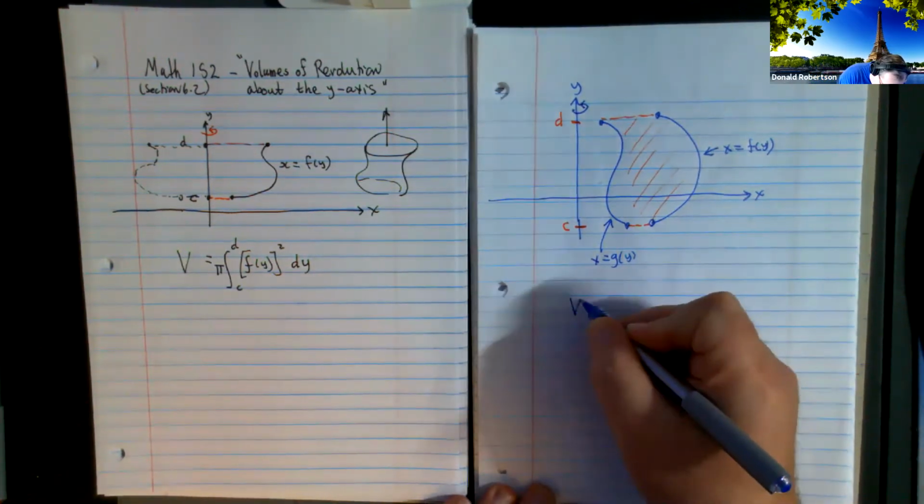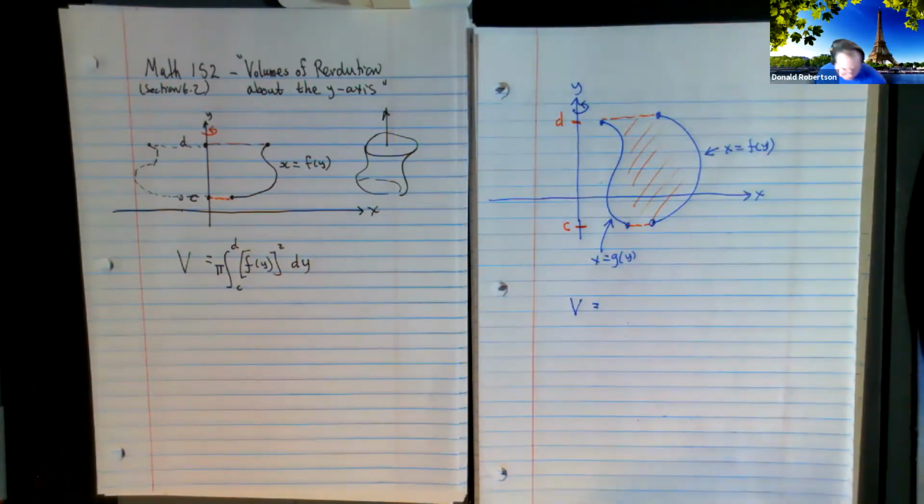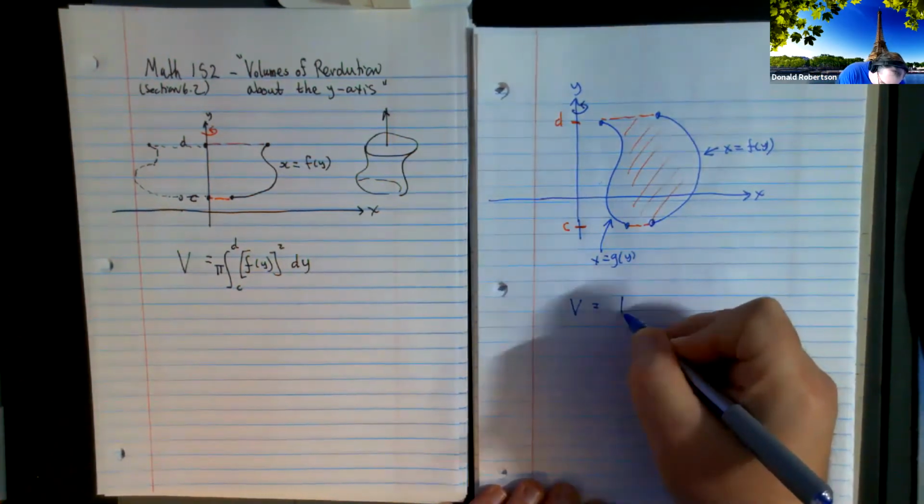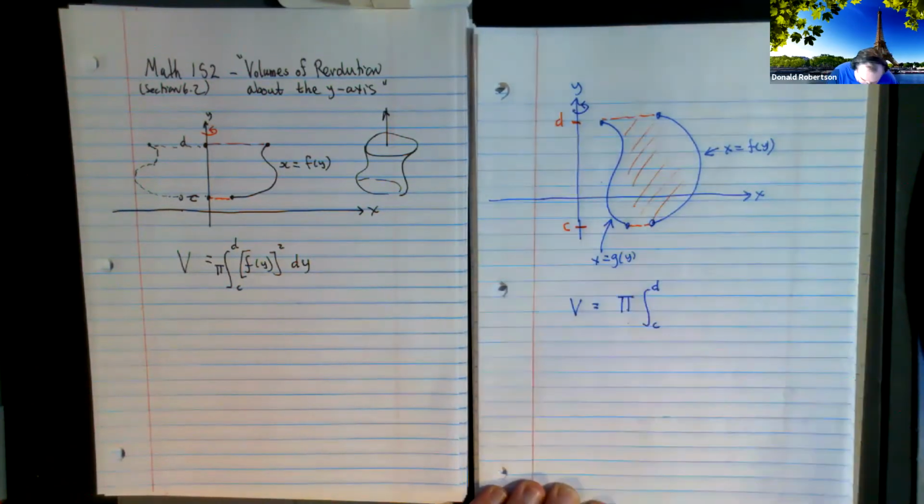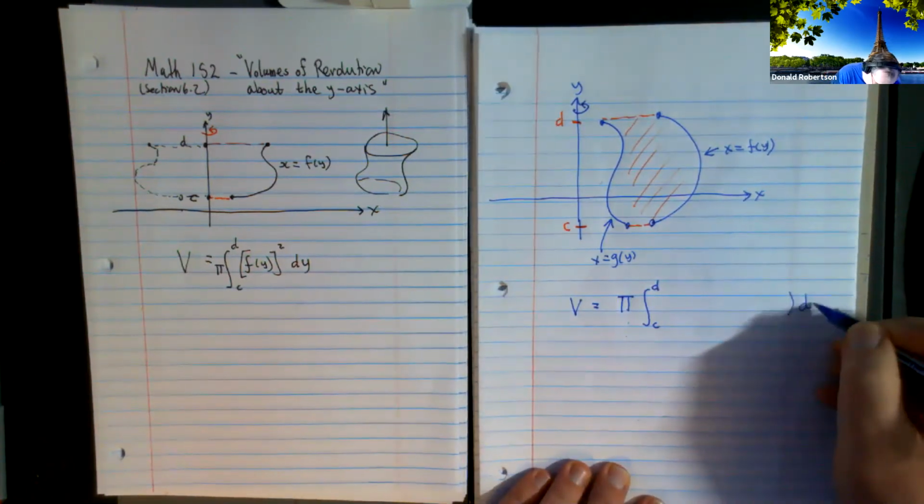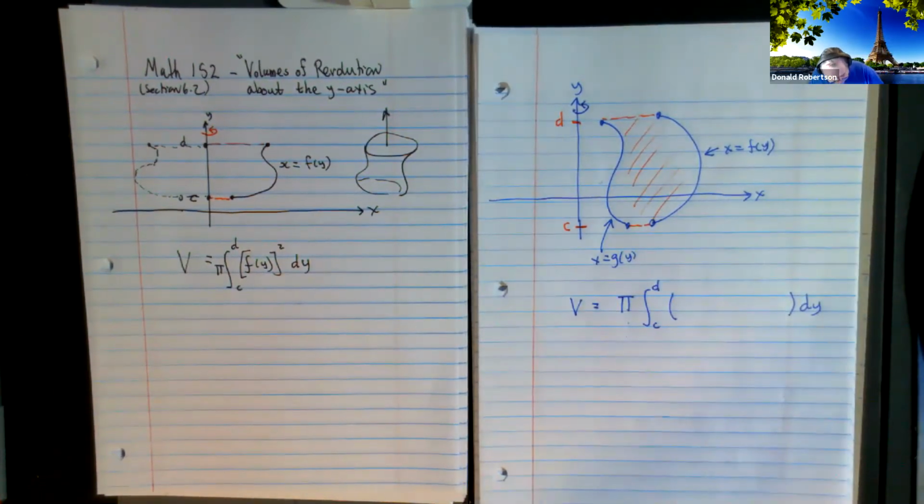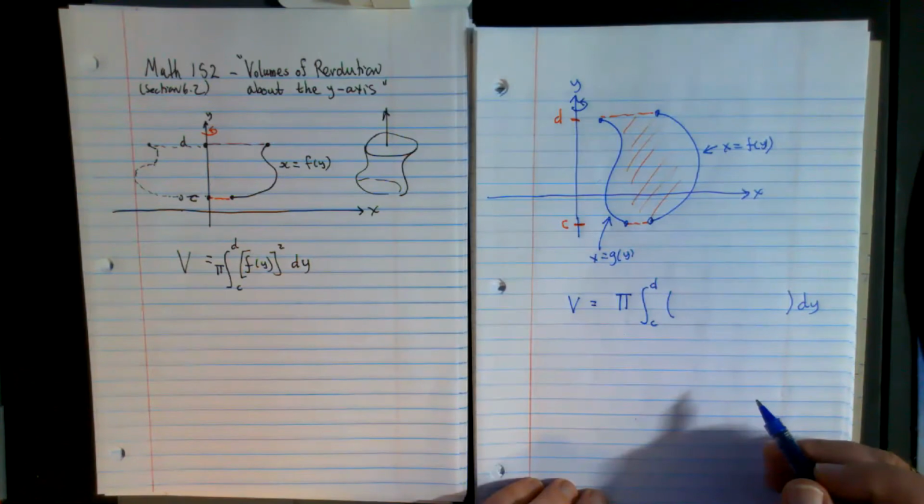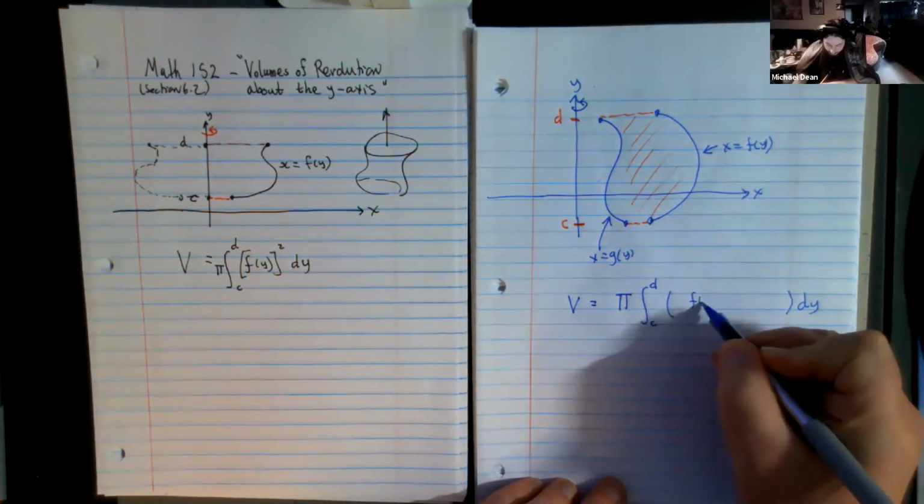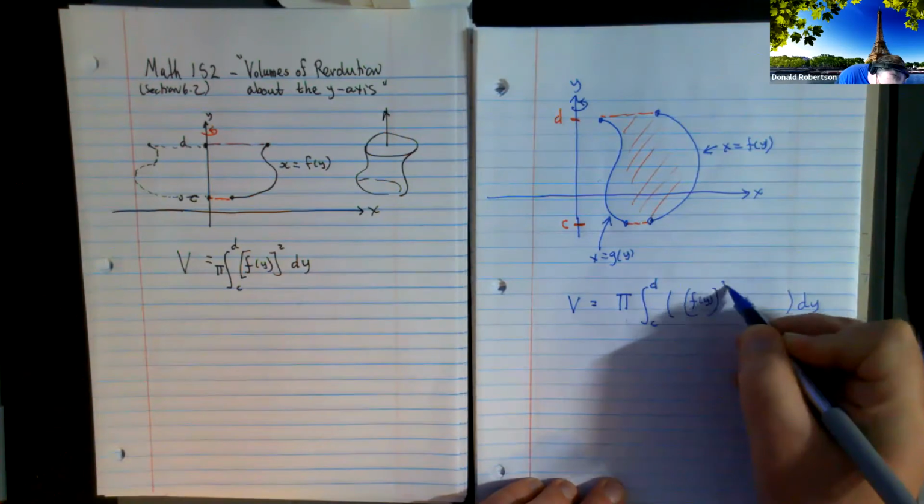Now we did that at the end of yesterday. So the formula is going to be pi, the integral from c to d. Can anybody remember what goes here? We did something very similar with x's yesterday. f of x and g of x. So f of y squared minus g of y squared? It is exactly that.